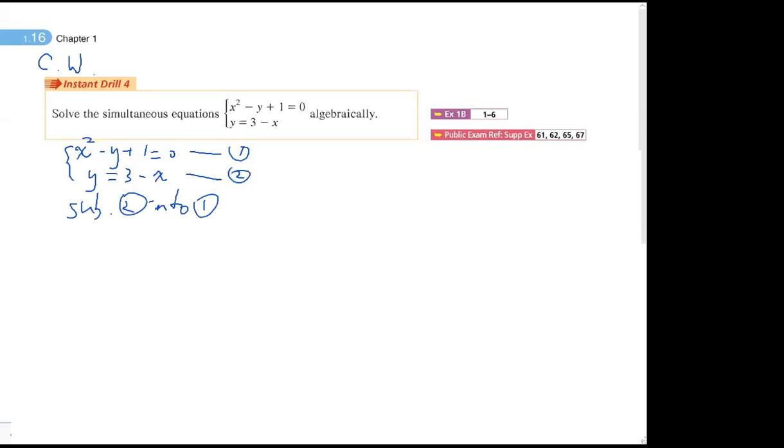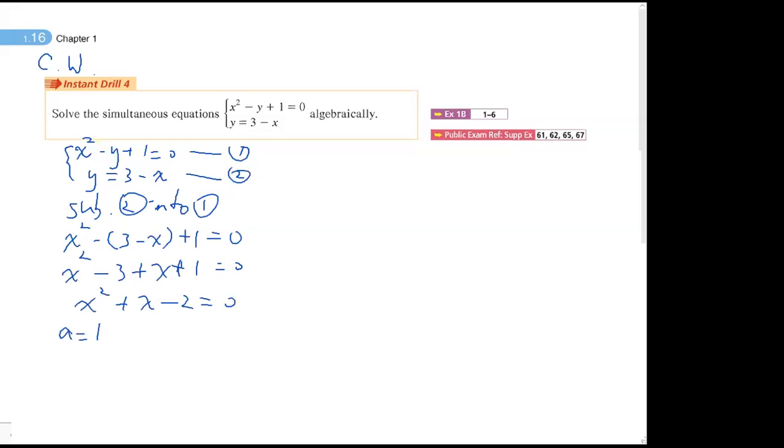Okay, but be very careful because there's a negative term here. X squared minus y becomes minus bracket 3 minus x, and then plus 1 equals 0. Okay, and then expanding bracket, minus 3 plus x plus 1 is equal to 0. Okay, so simplifying the like terms, x squared plus x minus 2 is equal to 0. And then this is a simple quadratic equation where a is equal to 1, b is equal to 1, and c is equal to -2.